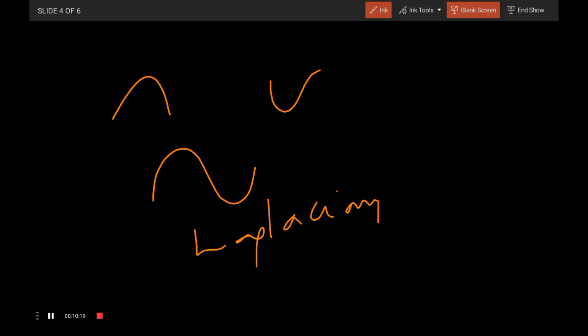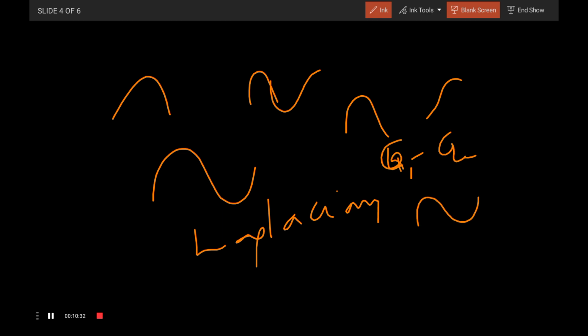So the Laplacian is nothing but the difference of two Gaussian images. Suppose the second one is like this. If you take those two images, G1 minus G2, the difference is like this. So this represents the Laplacian image.